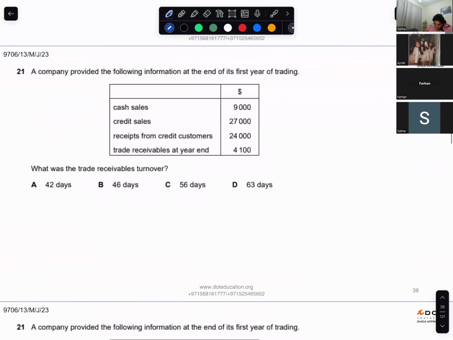Go to the next one. A company provided the following information. Trade receivable turnover ratio is trade receivables upon credit sales into 365. 4,100 upon 27,000 into 365. Calculate. It's 55.42, so it will be 56.